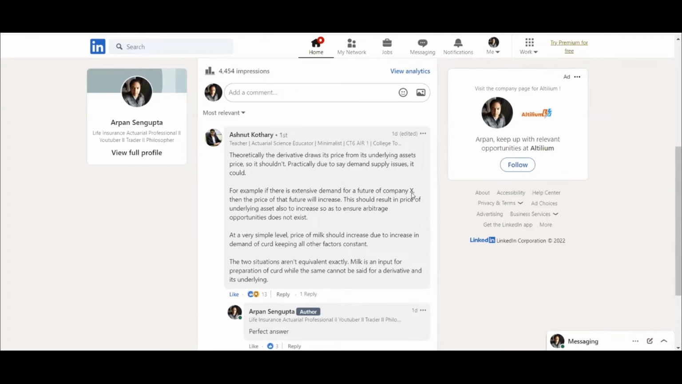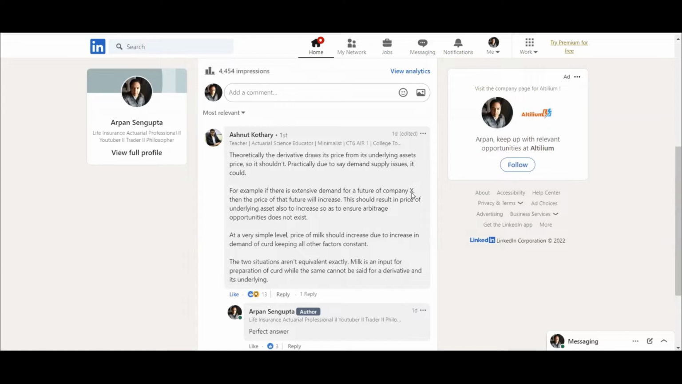So he mentioned that theoretically a derivative draws its price from the underlying asset, which is the Black-Scholes formula that we have seen. So it should not, right? That's exactly the logic that I've mentioned, that if it influences the price, then there'll be a circularity. So it should not, right? Practically, due to say demand and supply issues, it could, right? This is once again going back to the same example, that curd.